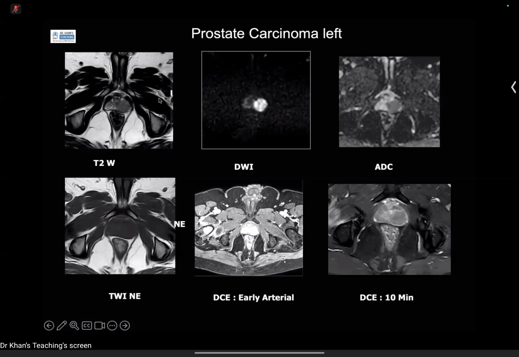Now, this is a classical case of a carcinoma. If you see, we are at the apex, and you can see this low signal on T2, which shows restricted diffusion, bright on DWI, low on ADC map. It shows early phase arterial enhancement and then delayed washout. So this is a classical carcinoma picture. Early enhancement is what we are talking about. Having said that, even if you don't have a post-contrast sequence, you can still diagnose a carcinoma on the basis of T2 and DWI.